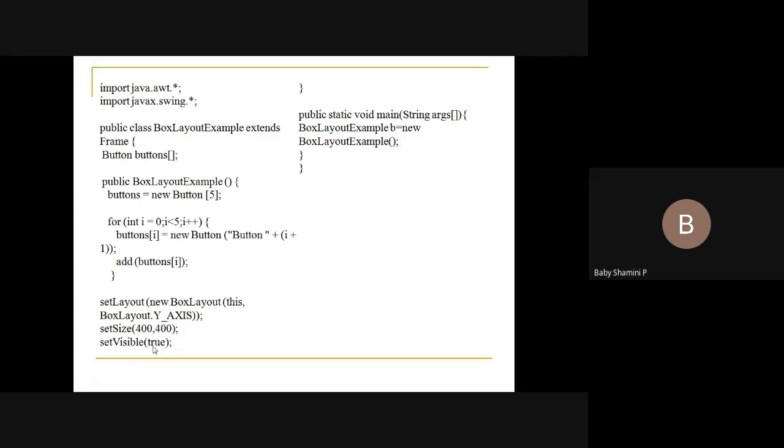Here I'm going to add 5 components, 5 buttons. For that I'm using the concept of an array. That's why I'm declaring the array here: Button b equal to new Button of 5. So 5 buttons I am going to add into the box layout manager, and here I am using the concept y-axis. Y-axis in the sense I'm going to add all the components top to bottom. Okay, we'll show the demonstration.